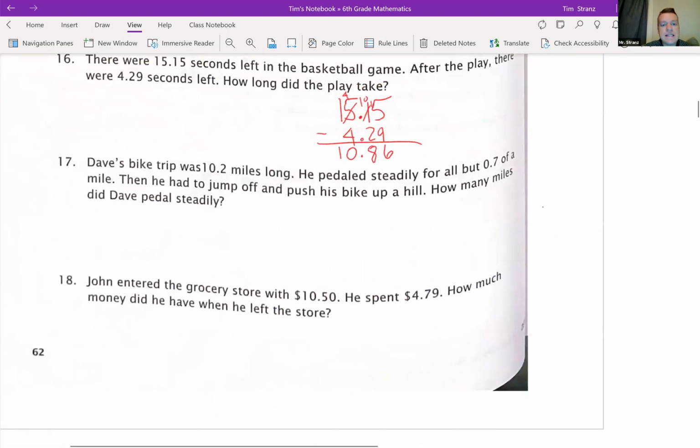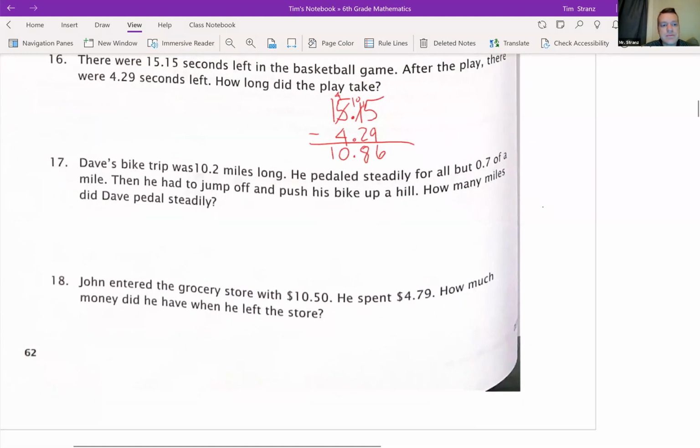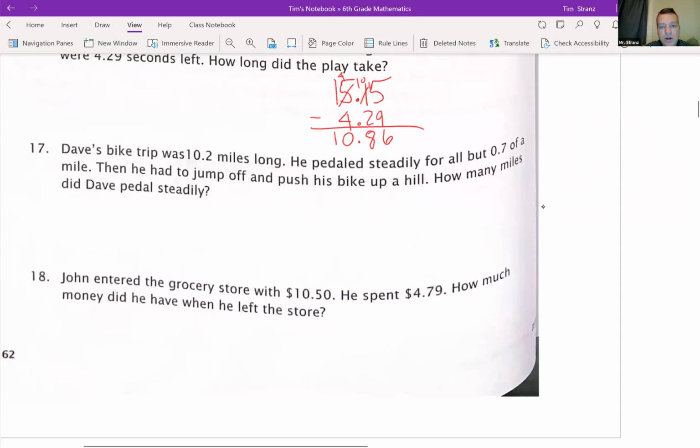Okay, number 17. Dave's bike trip was 10.2 miles long. He pedaled steadily for about 0.7 of a mile. Then he had to jump off and push his bike. How many miles did he pedal steadily? So we got 10.2 minus 0.7.